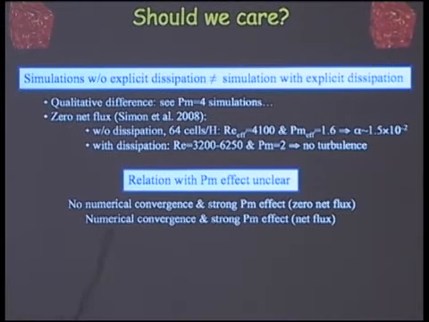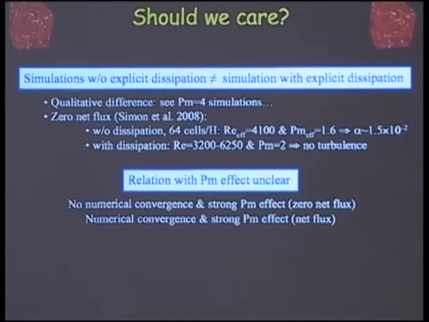It's also difficult to relate the numerical convergence, whether or not you converge, with the PM effect. You have a situation where you have no numerical convergence, a zero net flux situation, and though you see a strong PM effect. And you have another situation where you see numerical convergence. So you may argue that, well, everything's fine, I have my alpha value. But then you put in explicit dissipation, and you see again a strong PM effect. So what is the meaning of this alpha value you get in this simulation?